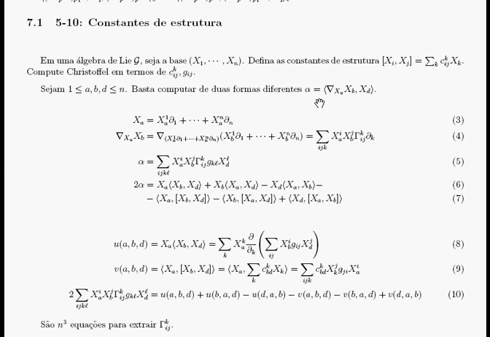Who is alpha? The connection of Xb over Xa, inner product with Xd, for all a, b, d from 1,1,1 to n,n,n. We have n cubed equations. Okay, so we have alpha of 1,1,1 and alpha of n,n,n. Who is X alpha? Rewrite it on the basis: Xa equals xa1 d1 plus ... plus xan dn.